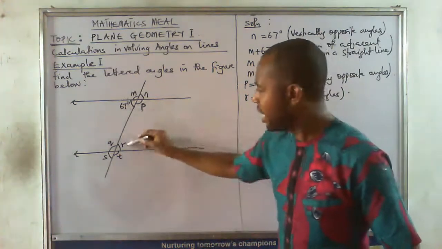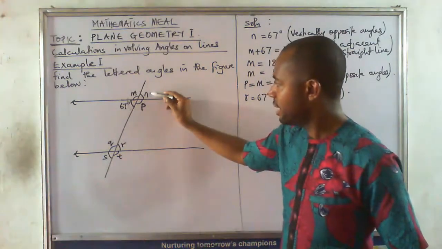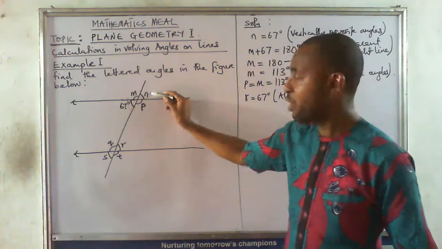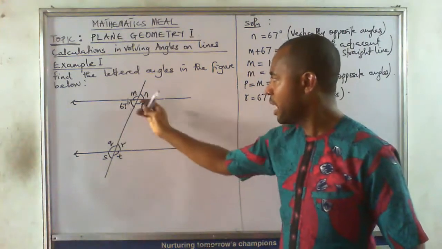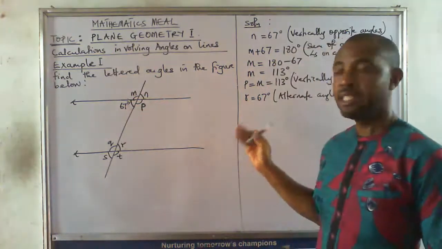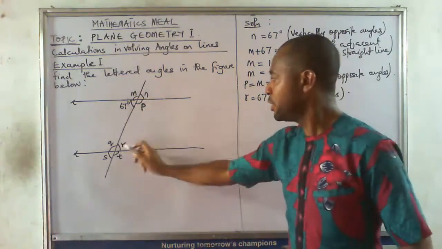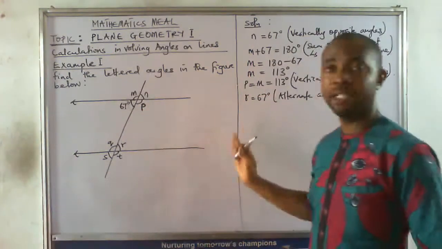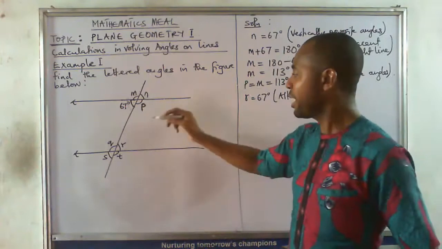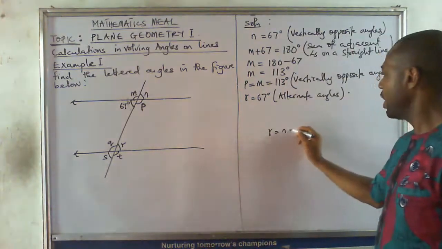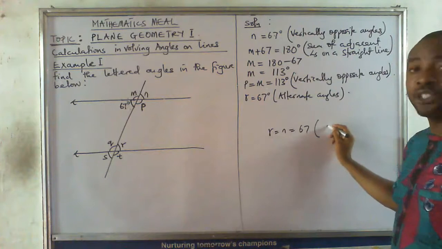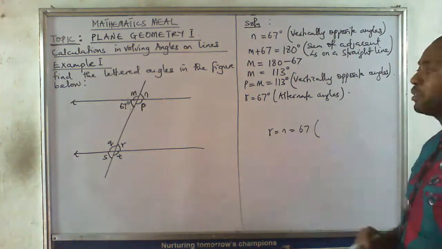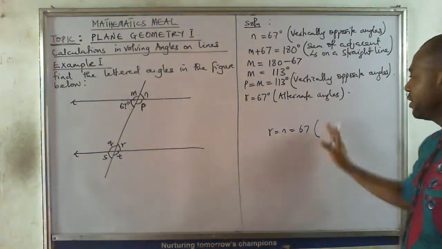You know that this R now is the same thing as N. They are corresponding. On this line, N is on top, R is on top, and two of them are on the right. So the same position on the same side. So they are corresponding. So one can still say R is equal to N. And what is N? N is 67. In this case, corresponding angles. You see that? Okay.